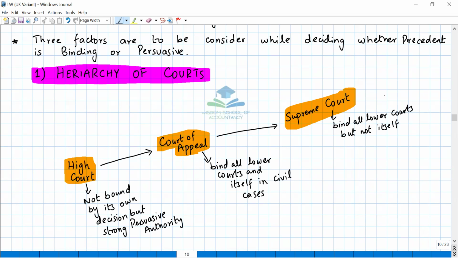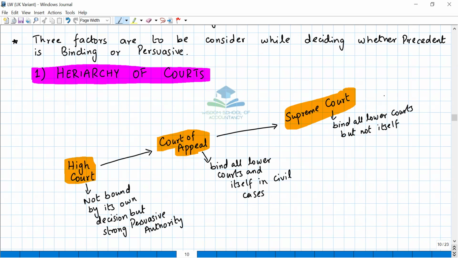Okay. Now, if a Court of Appeal judge makes a decision, then it binds all lower courts and itself in civil cases. So the decision made by the Court of Appeal judge is binding on all of the judges of the lower courts, and the Court of Appeal also binds itself in civil cases only. So it means in criminal cases, it's not mandatory to follow the previous decision of the Court of Appeal judge. Okay, clear?